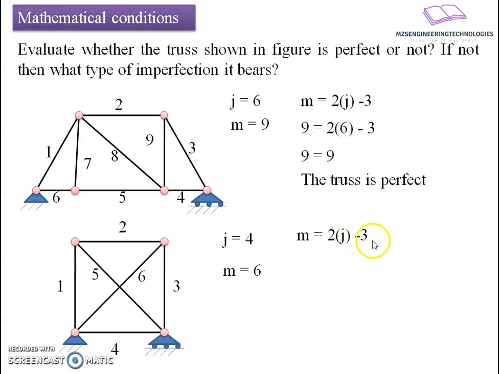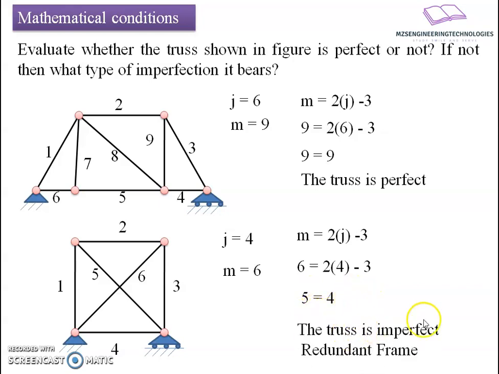So m equals 2j minus 3 will result in 6 equals 2 into 4 minus 3, so 6 is not equal to 5. It means the number of members is extra, and that type of deficiency we call imperfect, and the deficiency is a redundant frame. It means here we have extra members. We can make it determinate by removing one of the members.